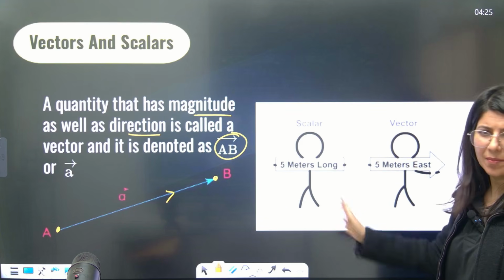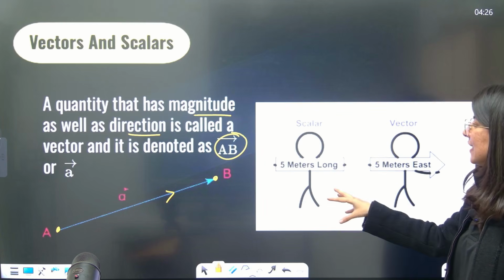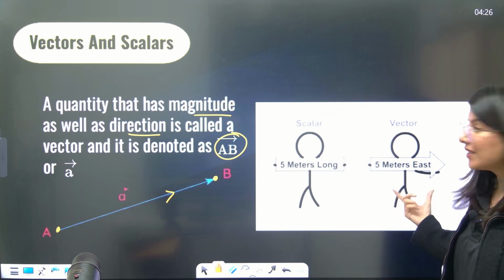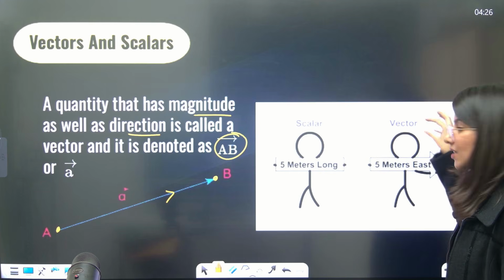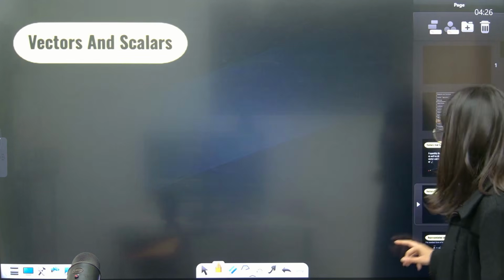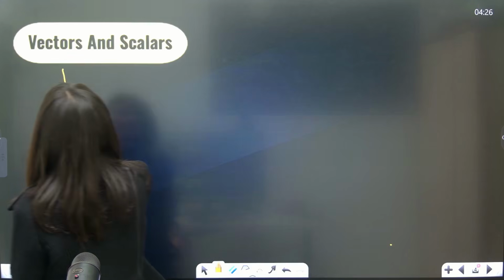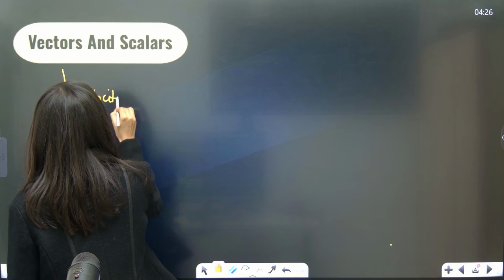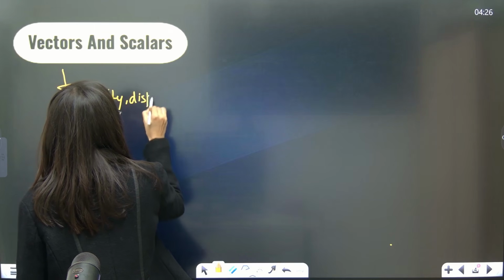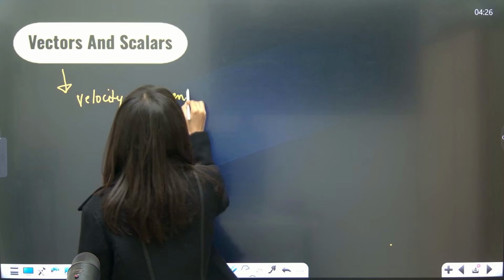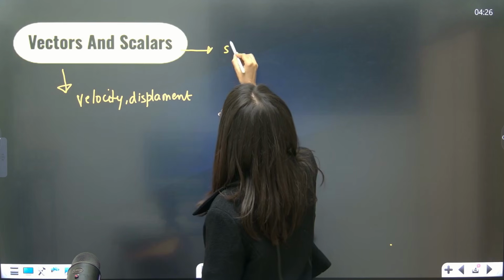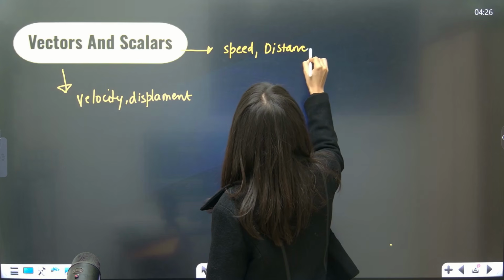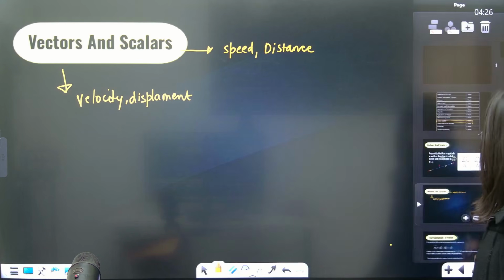Scalar or vector quantity, the basic difference, if you just want to see: scalar is only representing magnitude, 5 meters long only. But this is 5 meters in east direction. So direction and magnitude both are involved over here. An example of vector quantity is velocity, or you can say displacement. But if I talk about scalar, the example is going to be speed and distance, correct? So vectors and scalars, quick theory revision we are going to do.